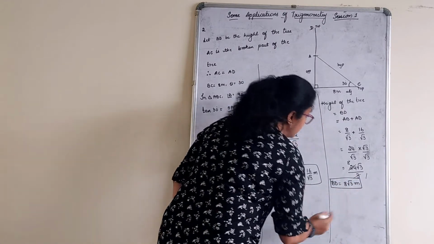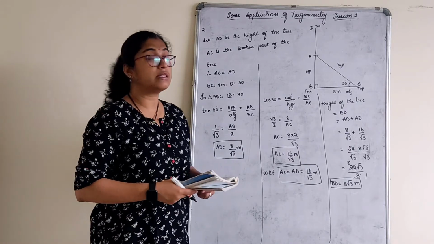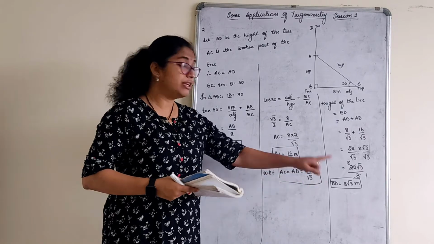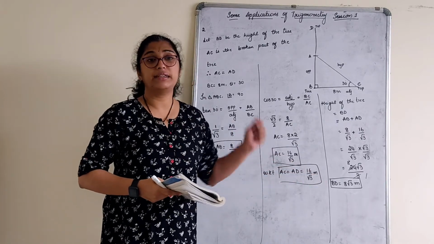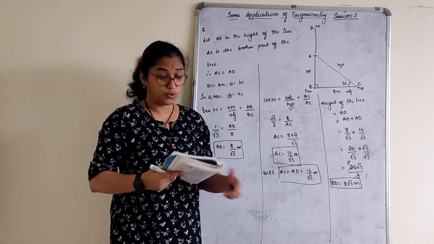Please give the final concluding answer in words. Therefore, height of the tree is 8 root 3 meter. Most of your answers will be in terms of root here, children. You need not convert the root values and write them. Keep it in root only. Majority of the answers will come in terms of root.